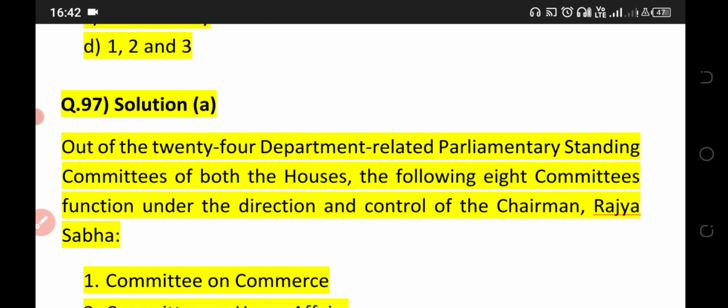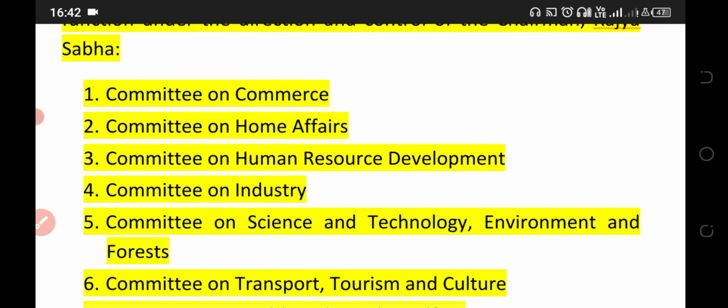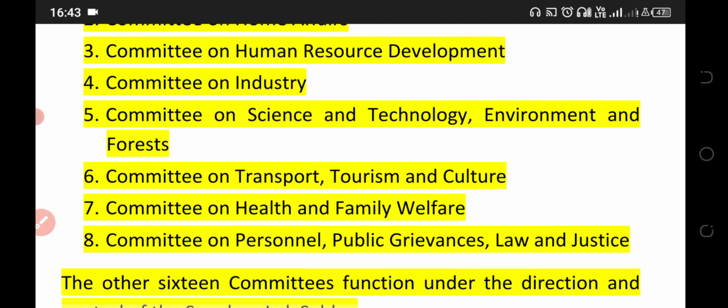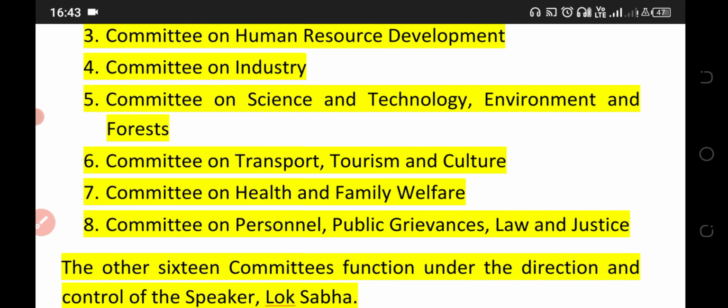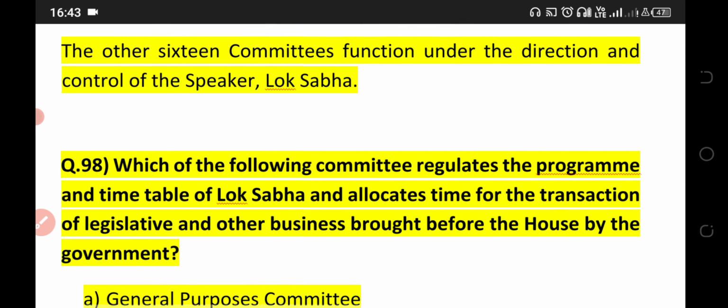Out of the 24 departmentally related parliamentary standing committees of both the Houses, the following 8 committees function under the direct direction and control of the Chairman of the Rajya Sabha: Committee on Commerce, Committee on Home Affairs, Committee on Human Resources Development, Committee on Industry, Committee on Science and Technology, Environment, Forest, Committee on Transport, Tourism and Culture, Committee on Health, Family Welfare, and Committee on Personnel, Public Grievances, Law and Justice. The other 16 committees function under the direction and control of the Speaker of Lok Sabha.